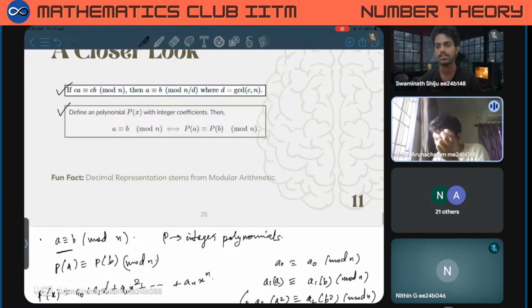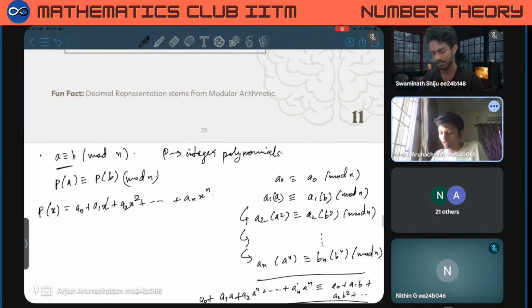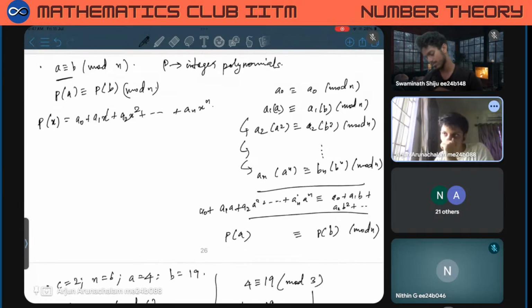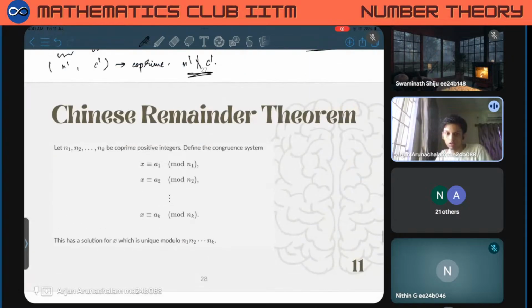So if you have a polynomial also, you can define a divisibility or modulo in terms of that polynomial, right? So yeah, now let's move on to something called the Chinese remainder theorem, which is very important and a very cool theorem, right?